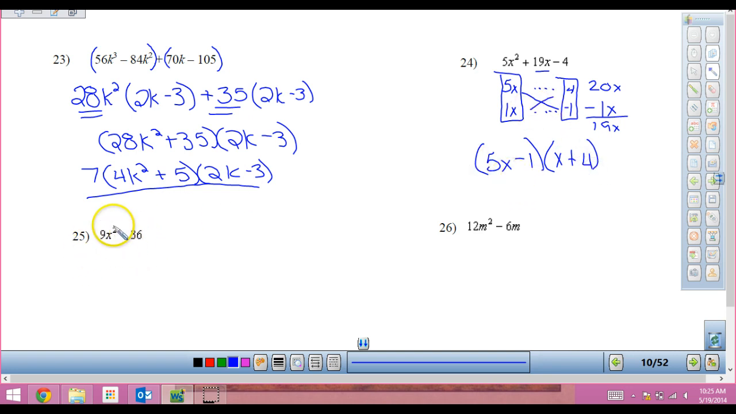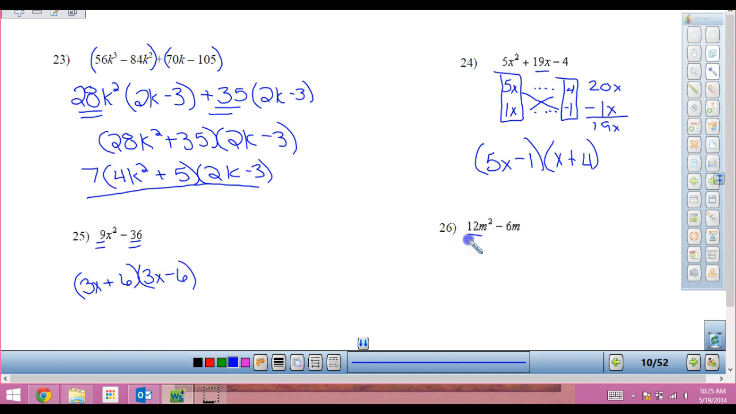Okay, number 25, there is no middle term. Okay, what we have figured out is that there's no middle term, we're hoping for these to be perfect squares. Okay, and they are. So to get to 9x squared, we can get 3x and 3x. To get to 36, we can go 6 and 6. And then to get rid of that middle term, we've got to go plus and minus. So that will cancel out our middle term.